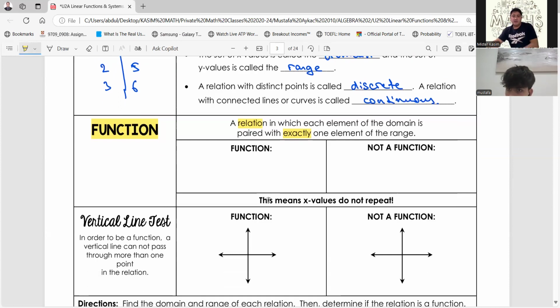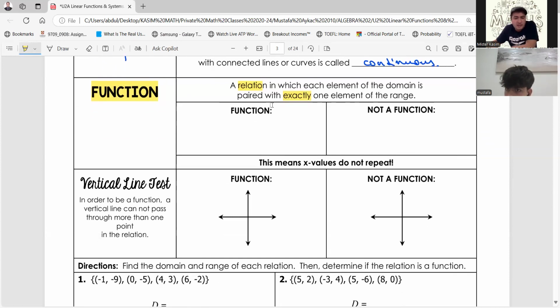Okay. So can you read this one more time? You're going to read this every time I ask, because it must be a piece of cake for you. You should understand this concept really well. What is a function? A function is, read it. A relation in which each element of the domain is paired with exactly one element of the range.